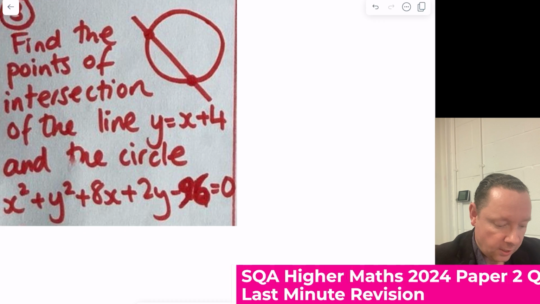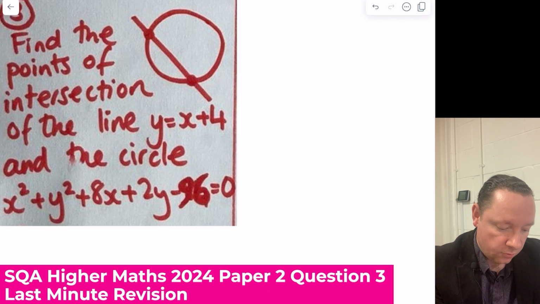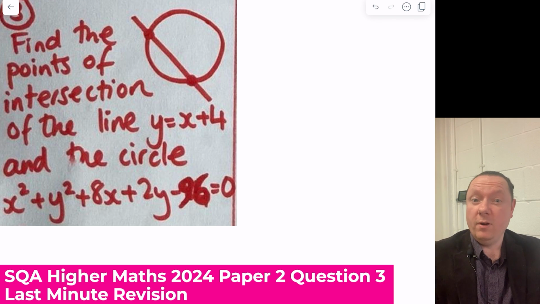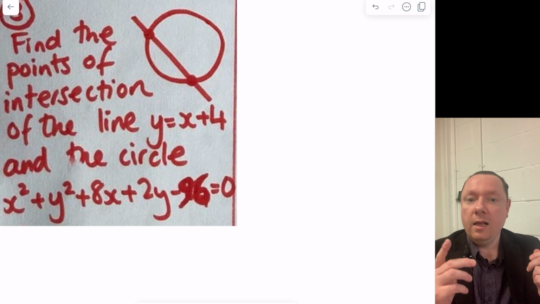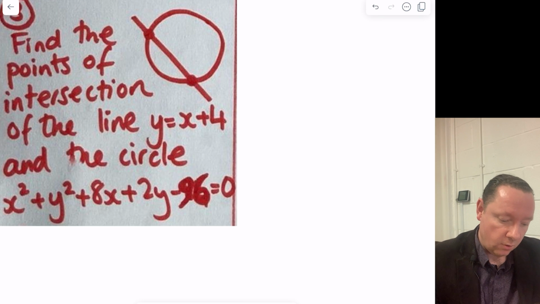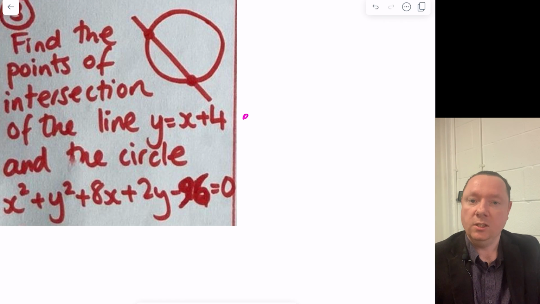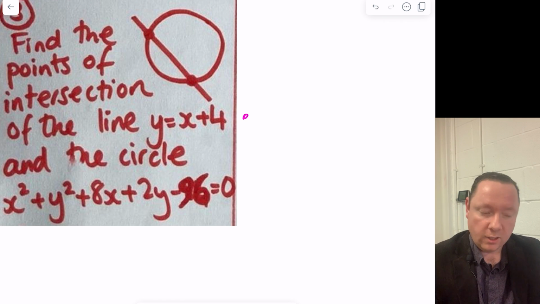And we're done there. The points of intersection of the line y equals x plus 4 and this circle. So if it's a point of intersection of anything, whether it's a circle or a curve, you're doing simultaneous equations. With this type, you've got y equals and then you've got a funky equation. So you just sub in that y into the funky equation.